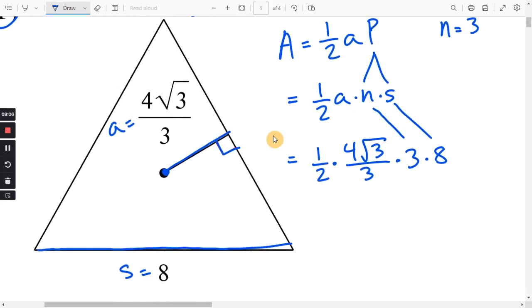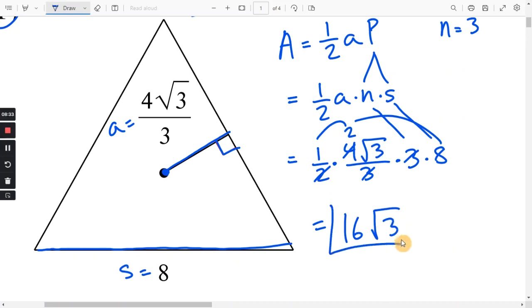But anyhow, we can do this by reducing. Let's see, 4 divided by 2 is just 2. And 3 divided by 3 is just 1. All right, and these are all numerators right here. We have 1 times 2, which is 2, times 8, which is 16. And we still have radical 3. So that's it.